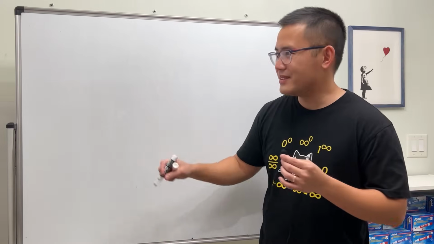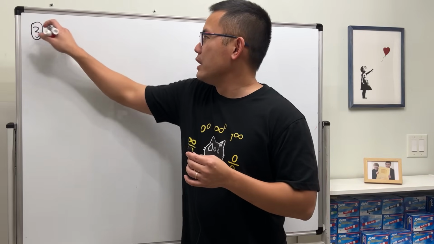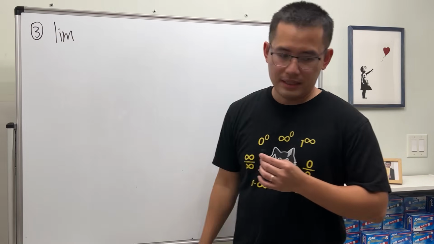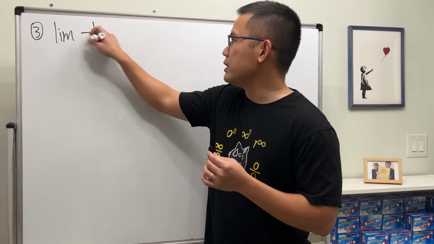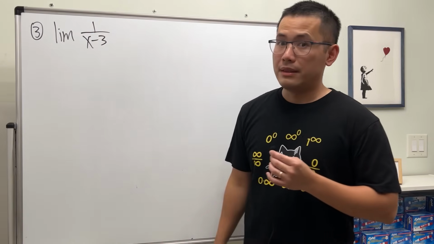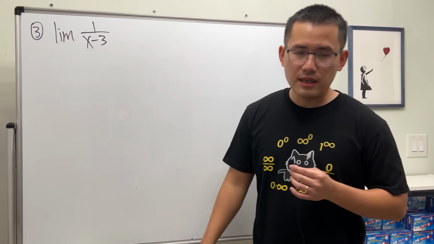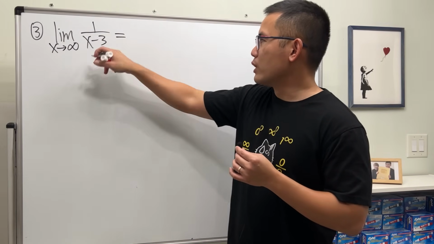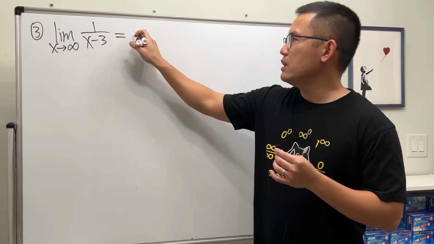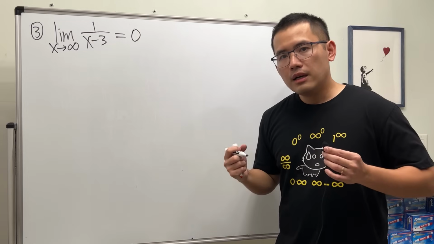Anyway, number 3 here, the limit, and I will still give you guys the same function, still 1 over x minus 3. But this time though, we are going to take the limit as x approaching infinity. Of course, if you work this out, it's just 1 over infinity. The answer should be 0. How do we prove it?